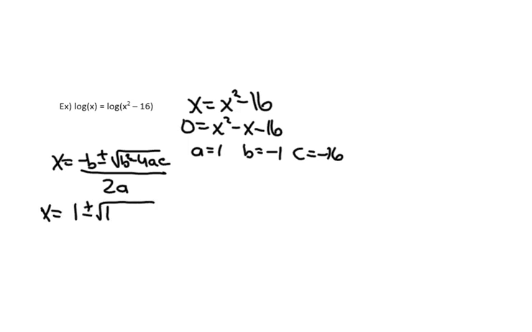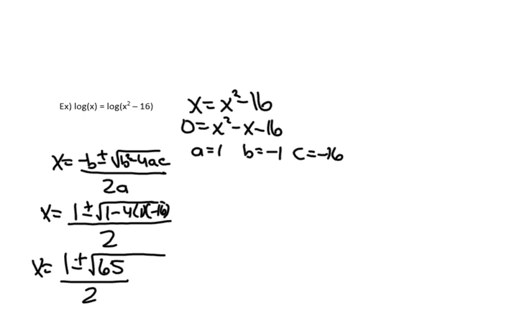-1 squared is 1. And 2 times 1 is 2. So it's -4 times -16, that's positive 64, plus 1 is 65, over 2. All right, so then I have two solutions. The problem is 1 minus the square root of 65 divided by 2. That is a negative number. I cannot have a negative number under the log. So my only solution for this is going to be 1 plus the square root of 65 over 2.